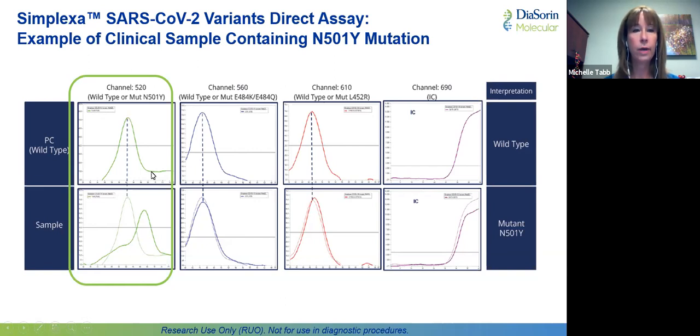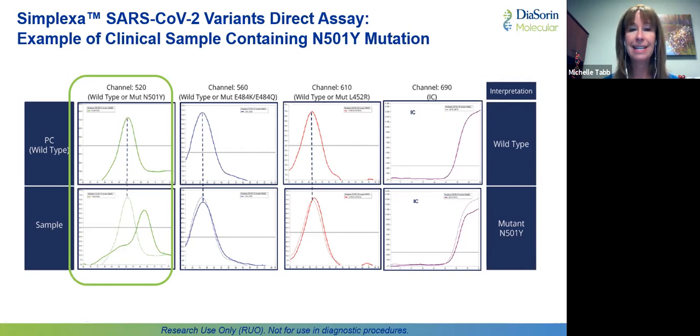And in this case, we have a melting temperature, which if you compare to the sample profile shown in the bottom picture on the left, you can see that the wild type melting peak is at a certain melting temperature, but this patient sample produced a peak that is farther to the right, or at a higher melting temperature, than the wild type or positive control peak. And this is exactly what we predict to see when there's the presence of the N501Y mutation.